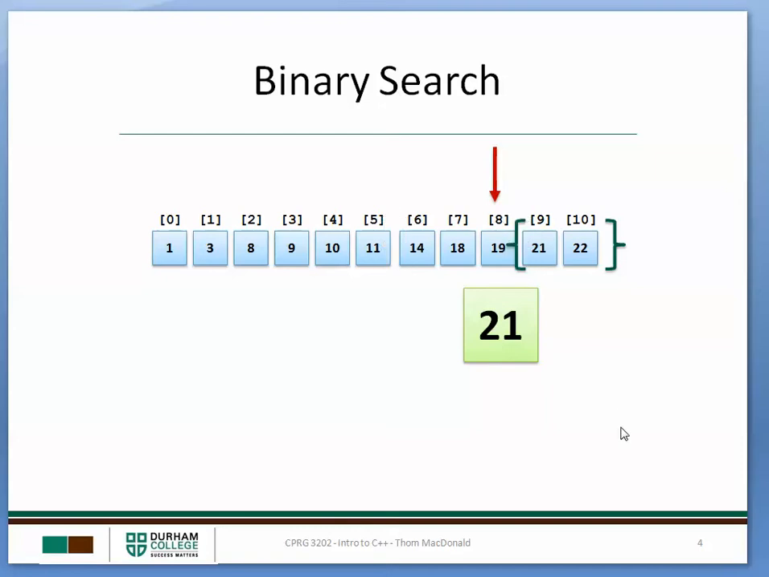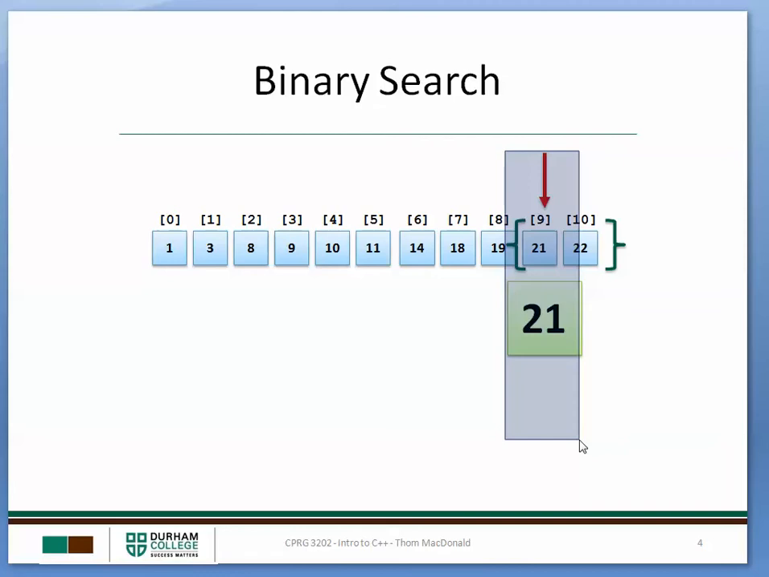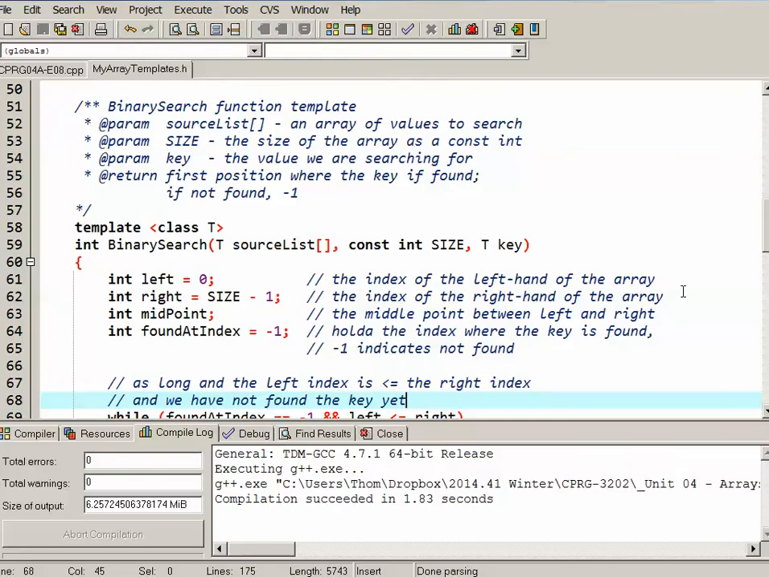We're down to the last two. It figures out the midpoint. Obviously, there's an even number of elements, so it'll default to the lower element, and it finds that position 9 is the quote-unquote midpoint. It's the start point as well in this example. So 21 is 21, so it found it. Now we know that the value we were searching for is in position 9. That's the binary search.